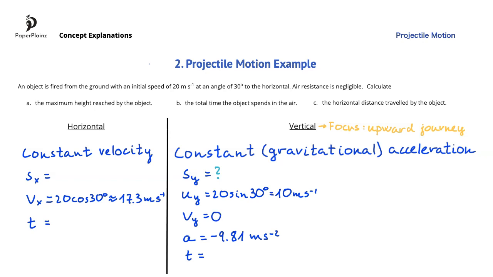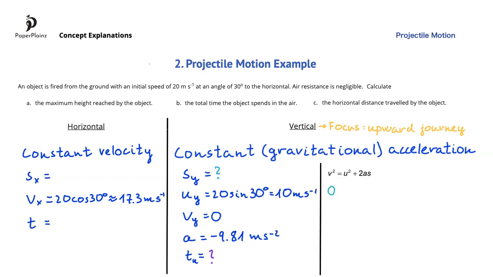We don't know anything about the time, but I will rename it here Tu, or T upwards, so that we don't confuse it with the total time that the object spends in the air. This will be another variable that we will look for. Let's start by finding Sy, the maximum height reached by the object. Next, we need to choose a Suvat equation. Since we have U, V, A, and we are looking for S, we will use this equation.